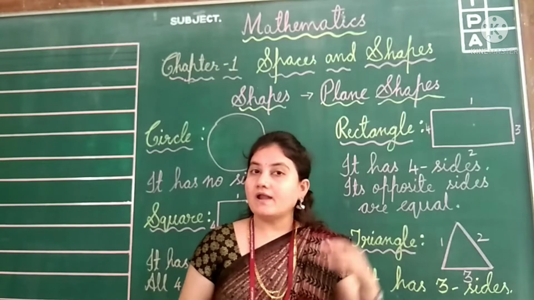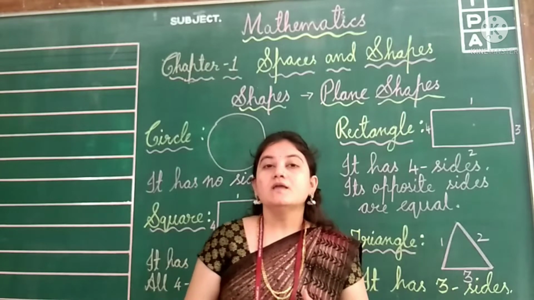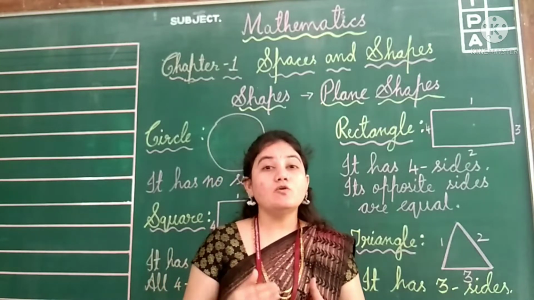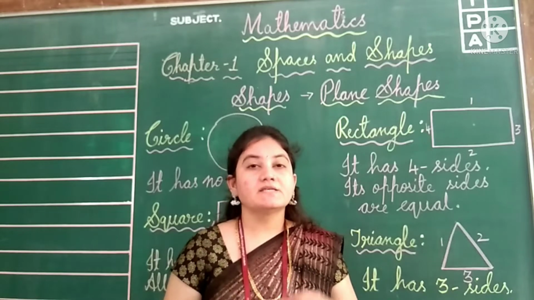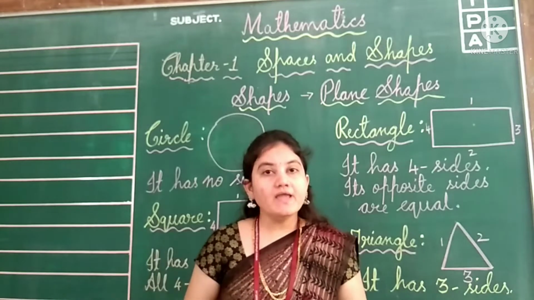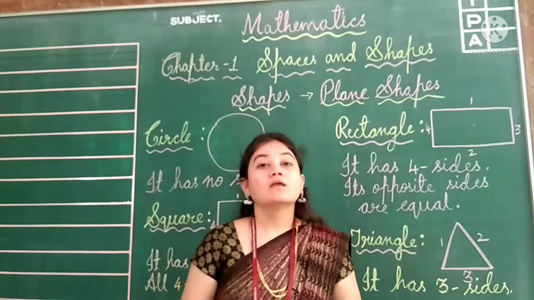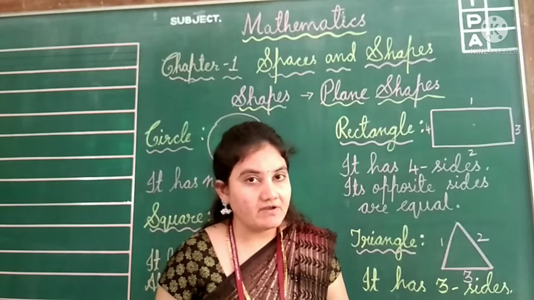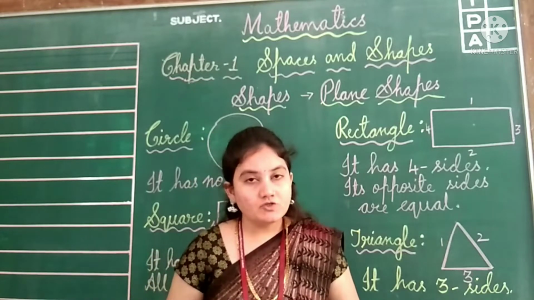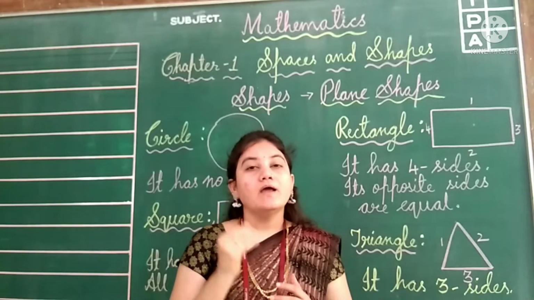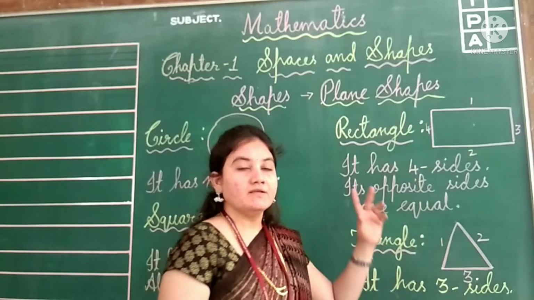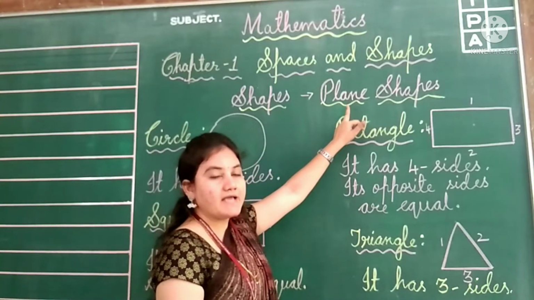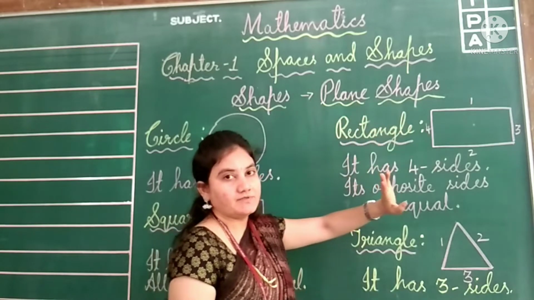If you have not watched our last video, I want you to go through the spaces, children, and you should be able to identify and recognize the spaces given. Okay, children? So today we will continue with the shapes. There are two types of shapes, children. One is plane shapes and the other one is solid shapes. In today's class, we are going to learn only about plane shapes. Okay, children? See, look towards the board. Shapes. In that, we are going to learn, as I told you, only about plane shapes.